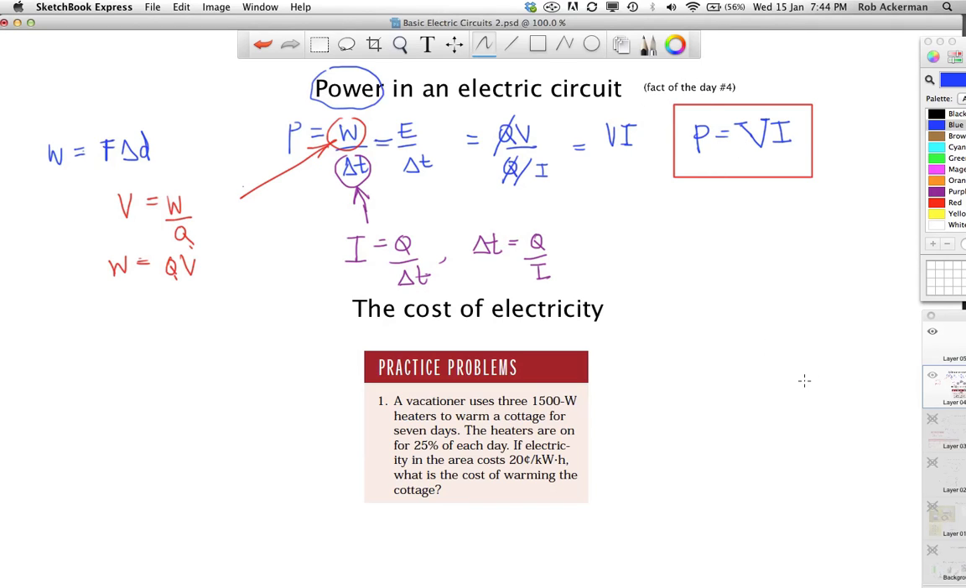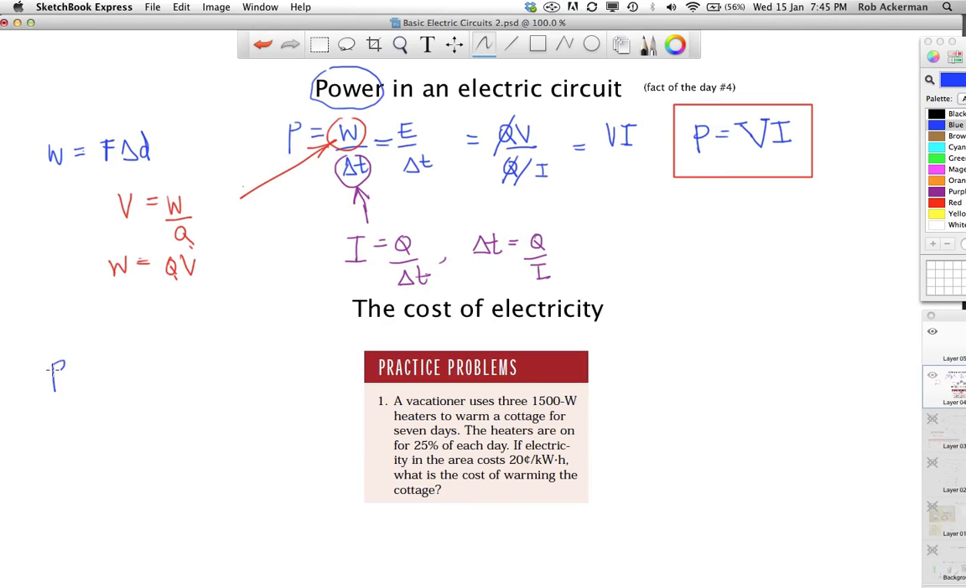And so we're going to finish off here with a practice problem, also from your textbook, Physics 11 by Nelson, and this one involves power and also the cost of electricity. So let's have a look. A vacationer uses 3 1,500-watt heaters to warm a cottage for 7 days, but the heaters are only on 25% of each day. So let's think for a moment.